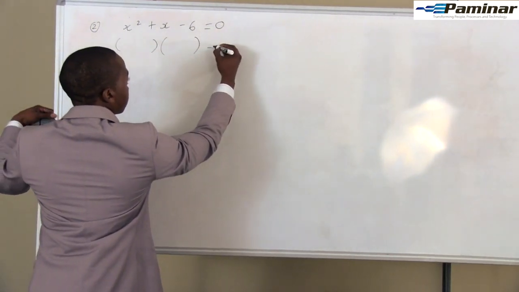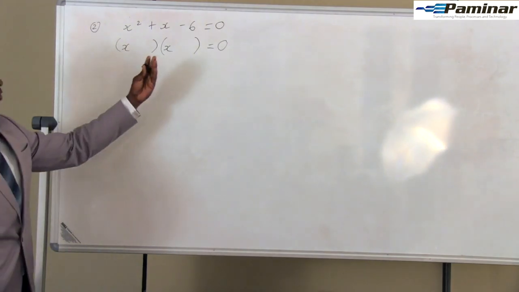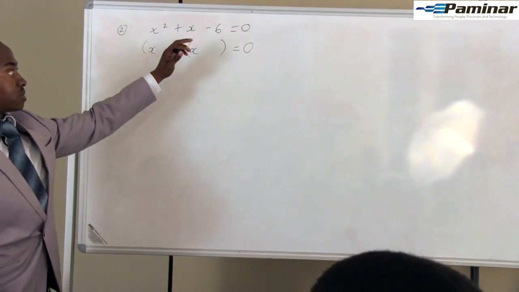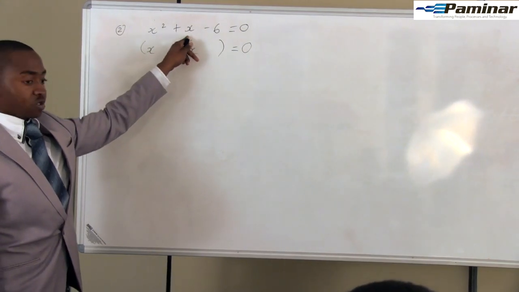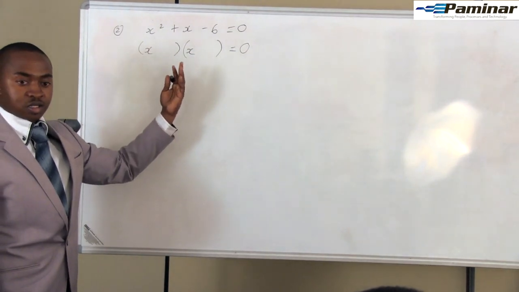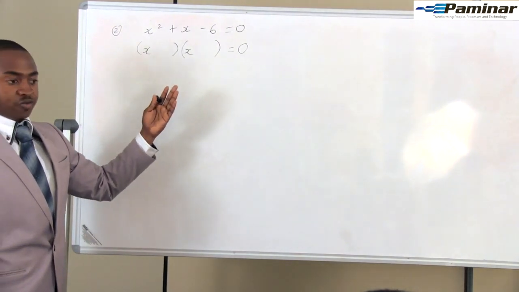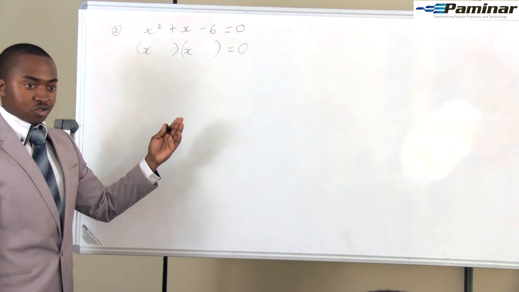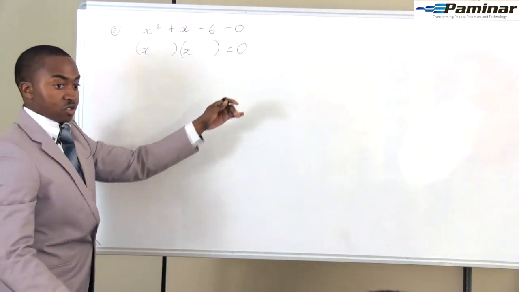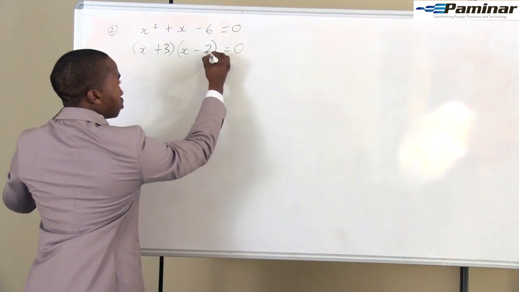You create your two brackets and then you put your x and x. Then you think of two numbers that multiply to give negative 6 and at the same time add to give the coefficient of x, which is 1. So you think of the multiples of 6. There is 6 and 1. There's also 3 and 2. If you think about it, only 3 and 2 give you 1. Because we say 3 minus 2, you get 1. Right? And 3 times negative 2 gives you negative 6. So those two are plus 3 and negative 2.